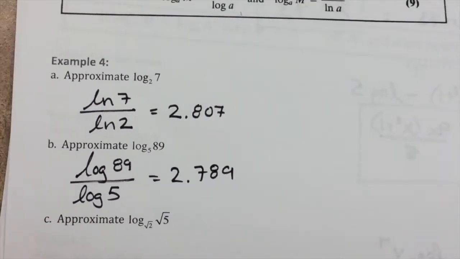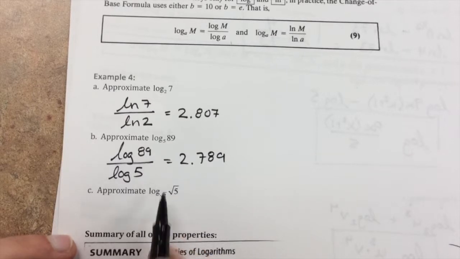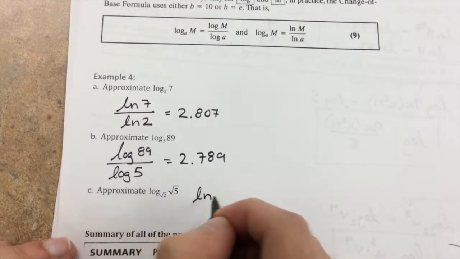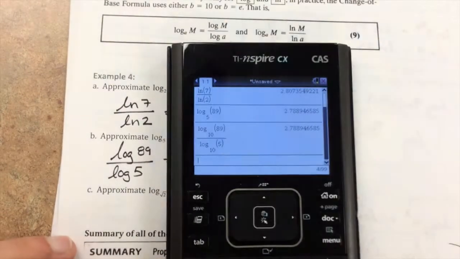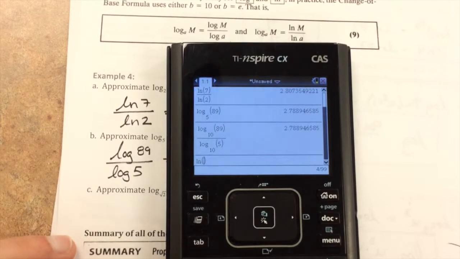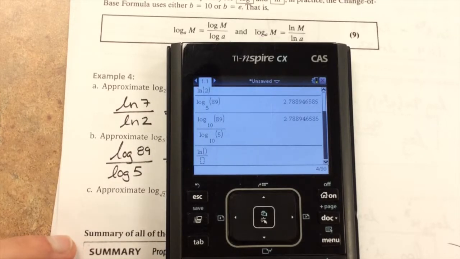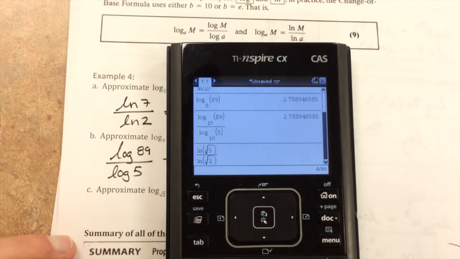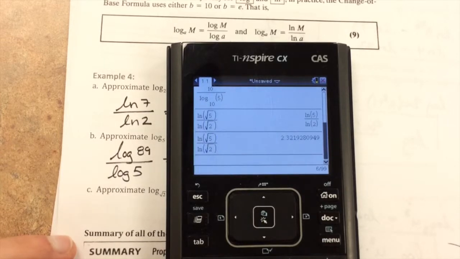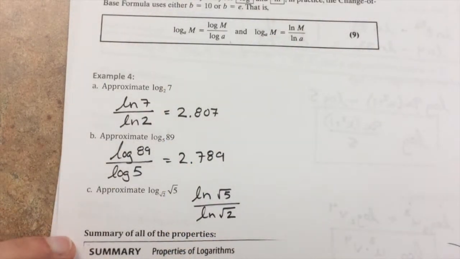Likewise, let's zoom back out just a little bit. If we're approximating log base square root of 2 of square root of 5, we can easily write that as the ln of square root of 5 divided by the ln of square root of 2. And that's a lot easier to calculate. So before I do that, I get my fraction, ln of the square root of 5 divided by the ln of the square root of 2. Now my general one that I go to is usually ln. It's just easier, don't have to change a lot of things. 2.322.